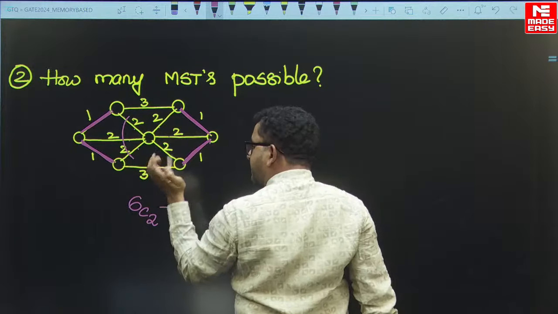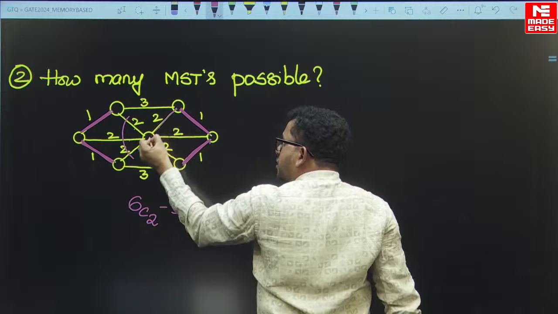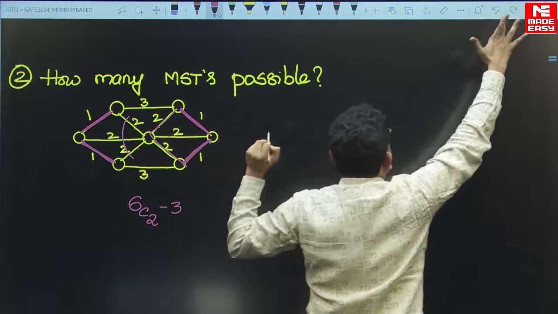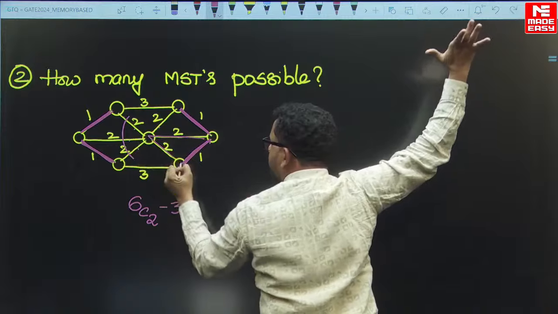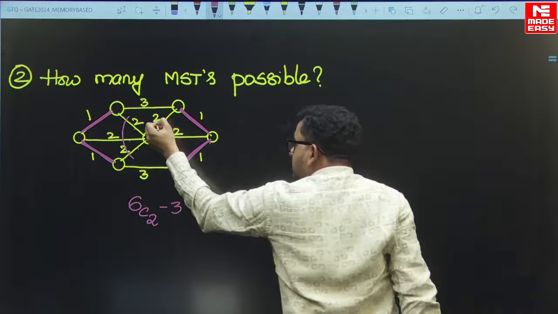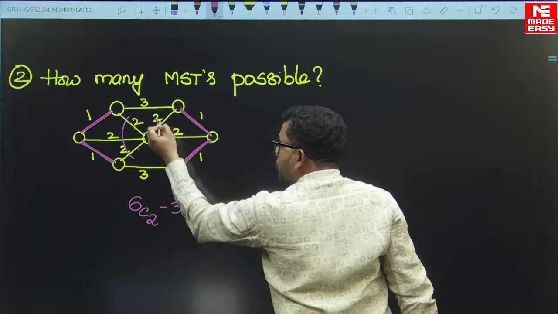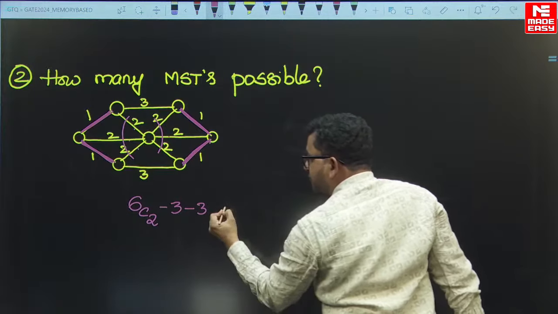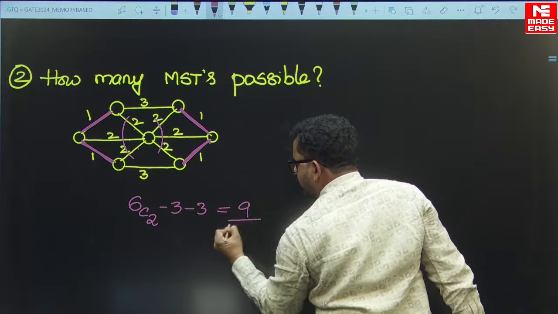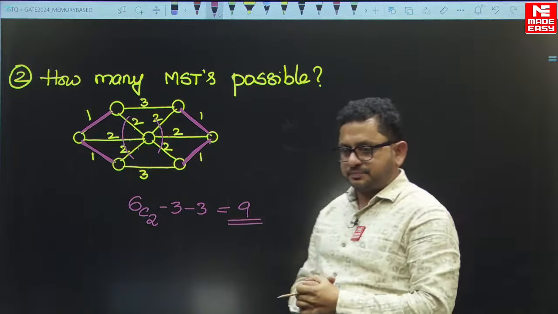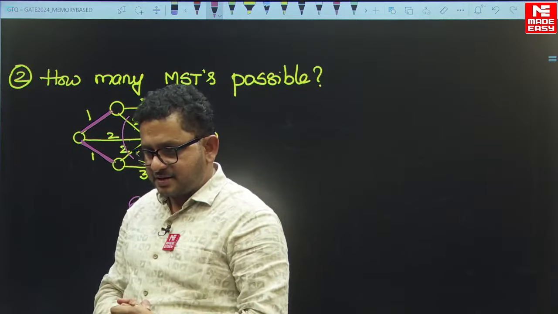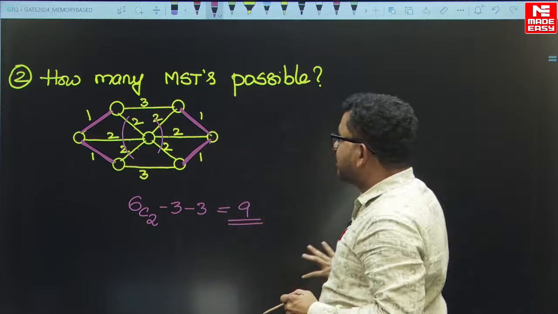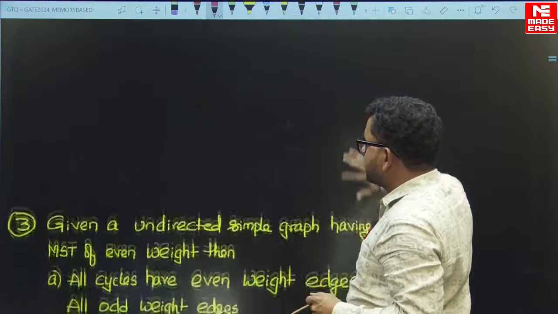Similarly, those 2 edges should not be these 2 also, and similarly should not be these 2 also. Here also one is allowed, so here also 3 selections are eliminated. So 15 minus 6, 9 MSTs are possible, right? So everyone gave the correct answer, right? Next question.